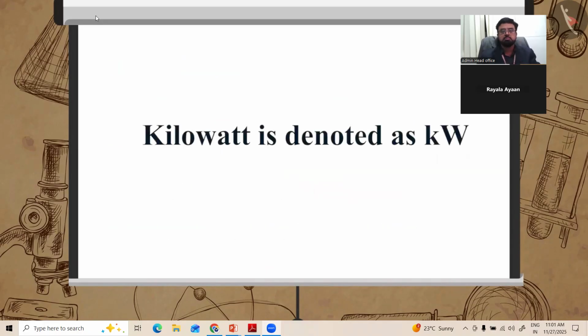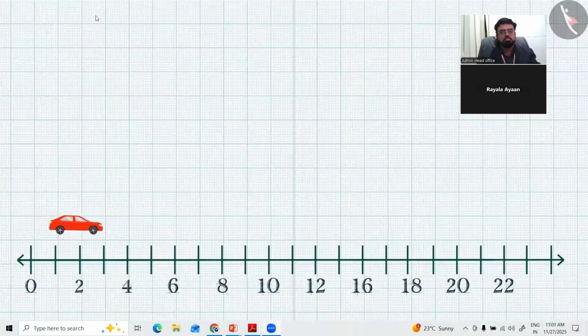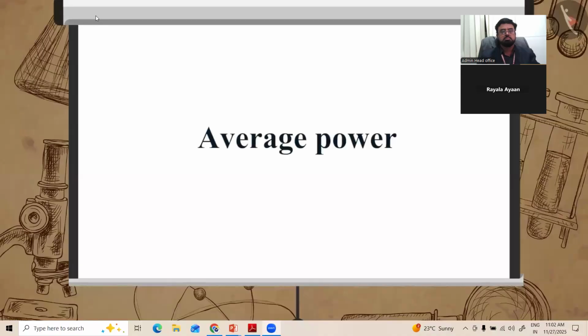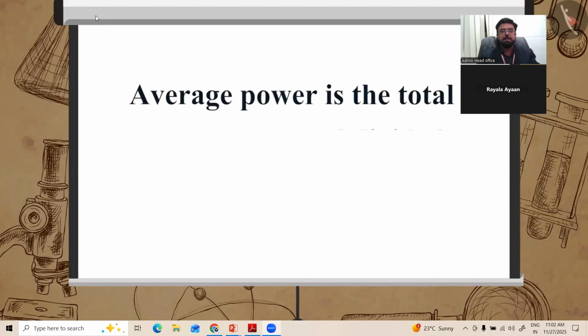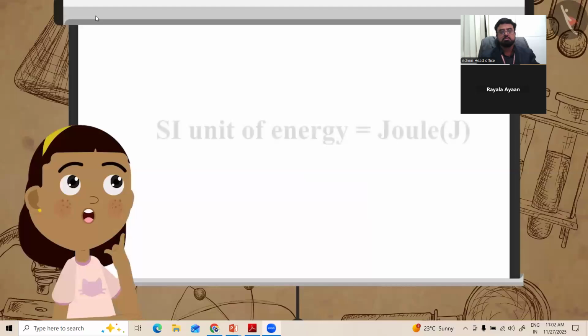Bigger unit of power is kilowatt, denoted as kW. 1 kilowatt is equal to 1000 watt, which is equal to 1000 joule per second. Power may vary with time. That is, the rate of doing work may be different at different time intervals. Thus, here the concept of average power becomes helpful. Average power is the total energy consumed divided by the total time taken. Remember, we studied about energy and its units.